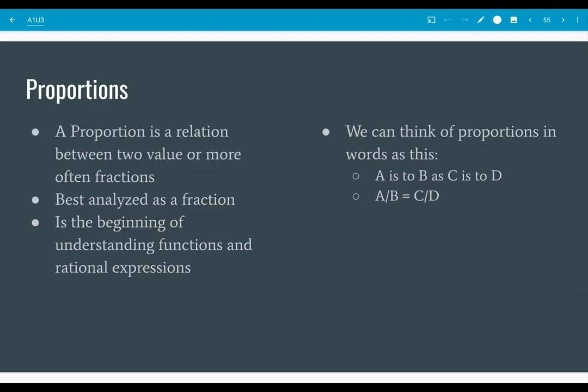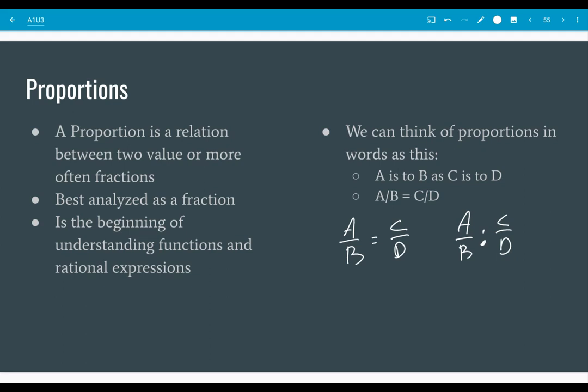The other thing we're going to look at is proportions. So proportions are a relation between two values. Usually it's a fraction. Proportions are where we start to understand functions and rational expressions, so expressions with variables in the denominator. We usually see it written as A over B, sometimes equal to C over D, sometimes with a colon like that. What that is saying is A is to B as C is to D.